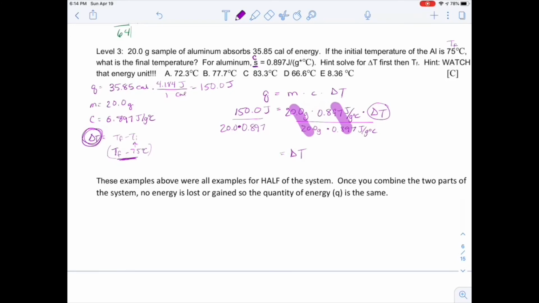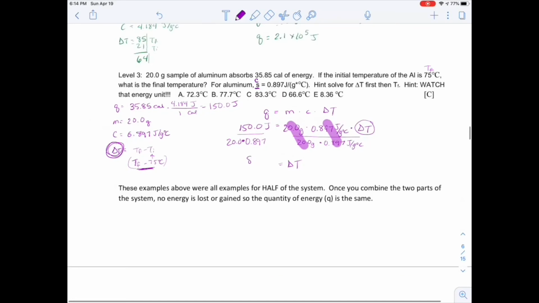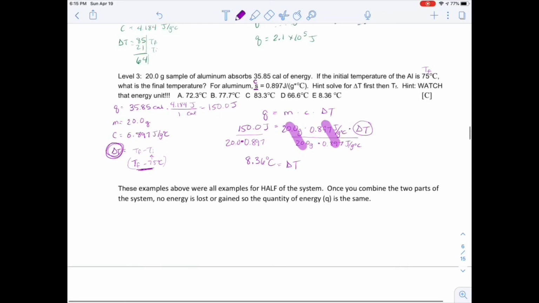So my delta T is going to turn out to be 8.36 degrees Celsius. Notice that everything in the problem that I worked so far is to 3 sig figs. Sometimes it's helpful in these cases to throw an extra sig fig in. I could have done that. Now I know my delta T, so I'm going to go ahead and solve for my temperature final because remember I knew my T initial was 75 degrees Celsius.